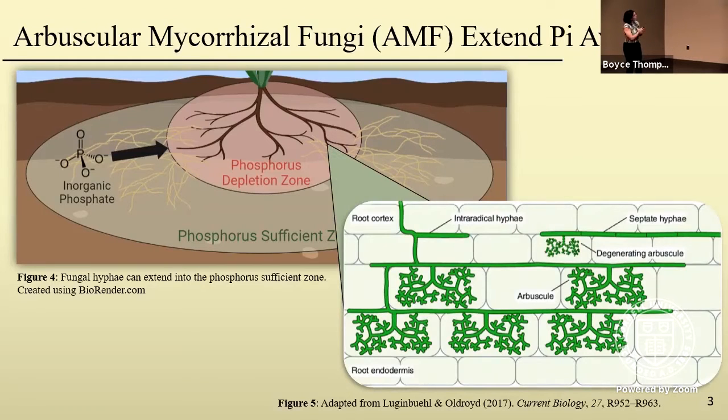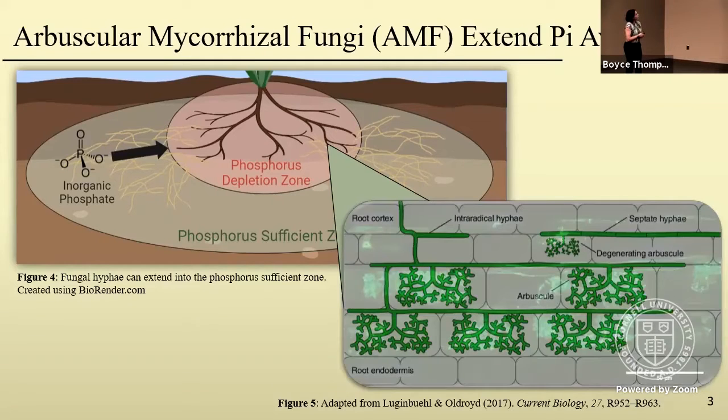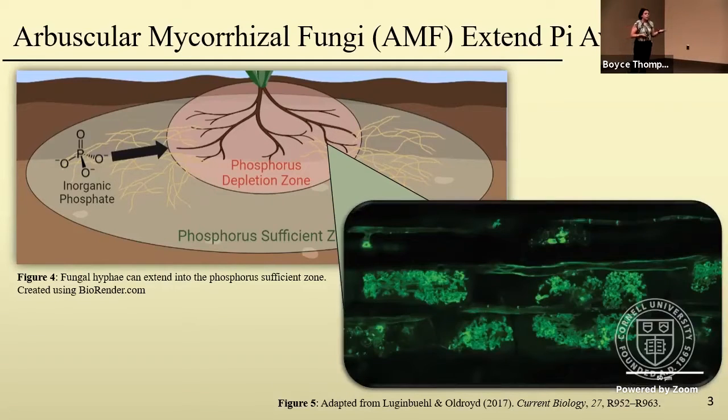And what they do is grow into the root tissue and form what are called arbuscules in the cortical cells. So these branching structures, which are the site of nutrient exchange. So this is where we see that phosphate that the fungi has acquired in this phosphorus sufficient zone is being taken in and transferred to the roots. And then you also see that the plant gives carbohydrates to the fungi. It's a symbiotic relationship.